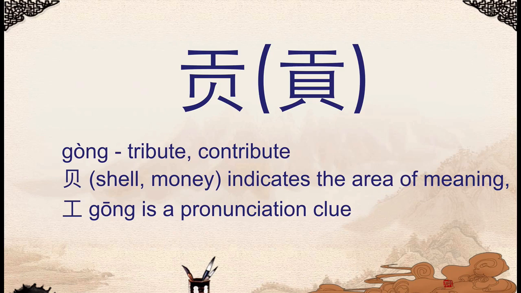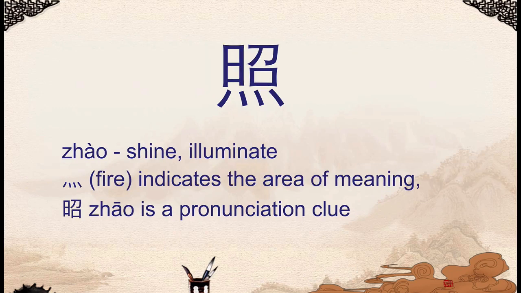And the bottom half of this character is a cowrie shell. This means money, and it's related to the area of the meaning. The top half is gong, which has a similar pronunciation. Zhao means shine or illuminate. The bottom half means fire, and the top half, zhao, is the pronunciation clue.